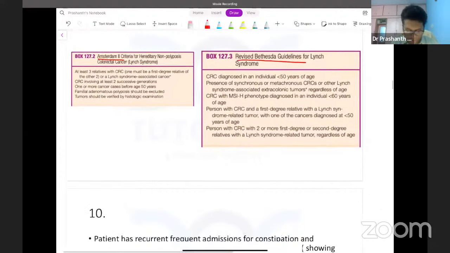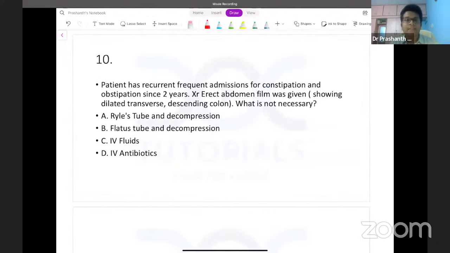Please go through them. Next question is, a patient has recurrent frequent admission for constipation and obstipation since 2 years. X-ray was done, and supposedly, as per students, it was showing some dilated transverse colon and descending colon, which is probably not necessary. The options were Ryle's tube decompression, flatus tube decompression, IV fluids, and antibiotics.